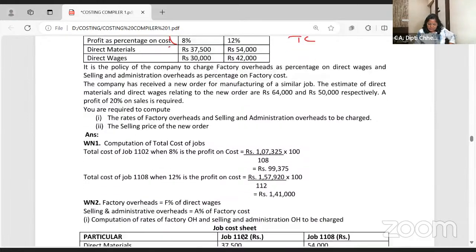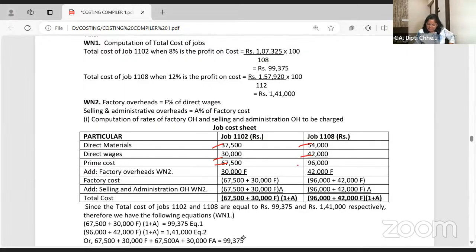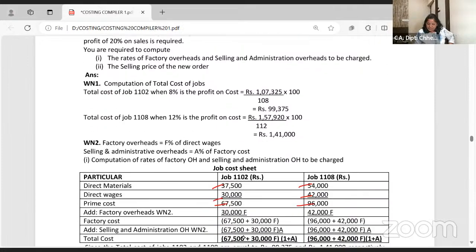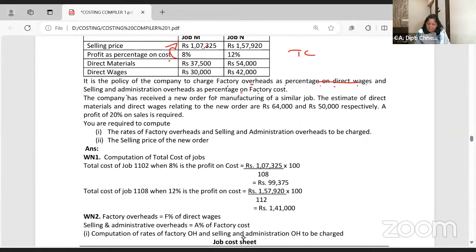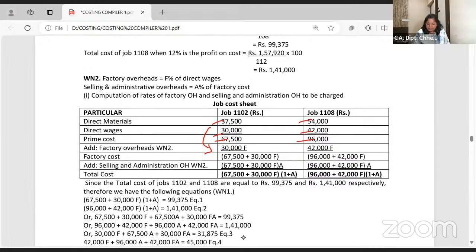So you know what the total cost is, and you know the material and labor. Material and labor are known, so prime cost has come. Now, it is the policy of the company to charge factory overhead as a percentage of wages and selling overhead as a percentage of factory cost. So factory overhead is F percentage of direct labor. Ma'am, who said that? The problem said it. Factory overhead is F percentage of the direct labor.